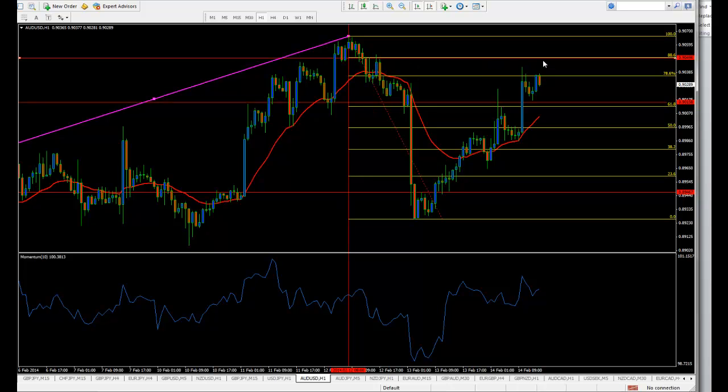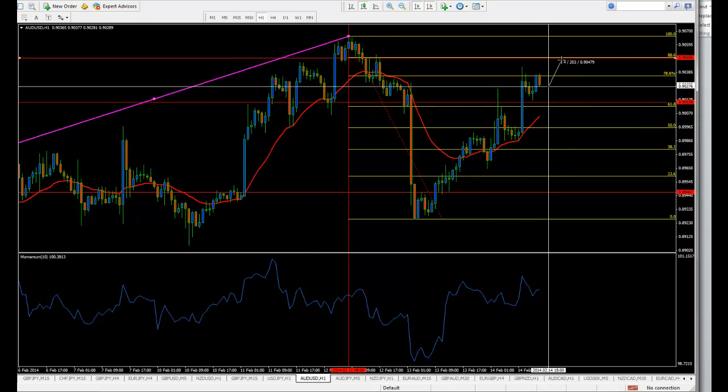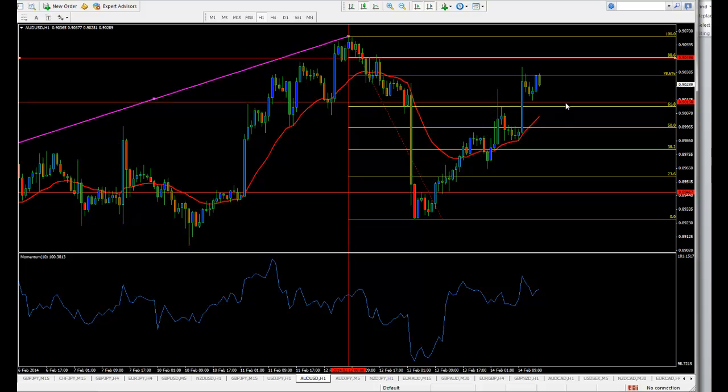So if we moved up into here with an hourly rejection or even a 15-minute rejection, of course the lower time frame rejection you go, the less probability you have of success. Keep that in mind. But this could be a place to short, and we're only 20-some pips away from that.